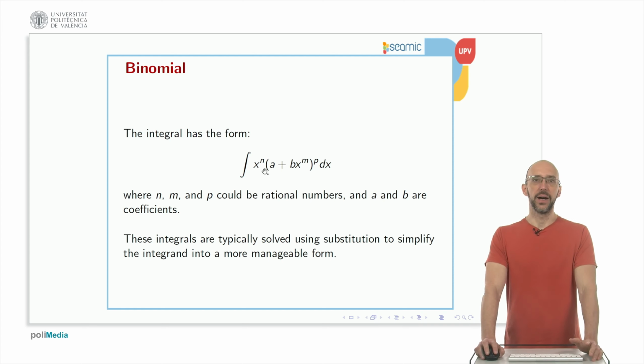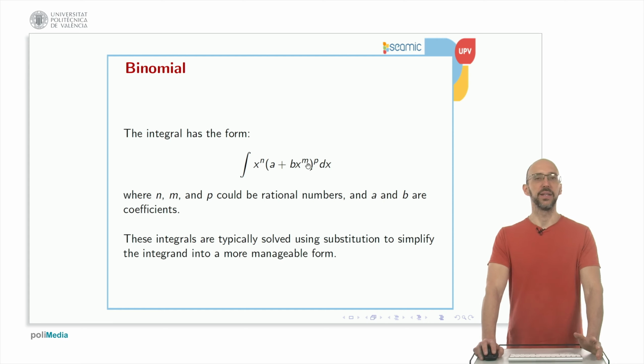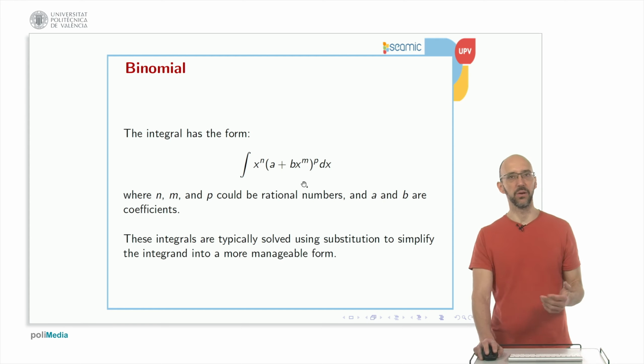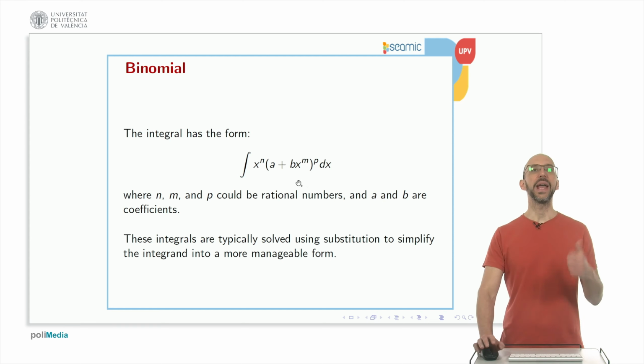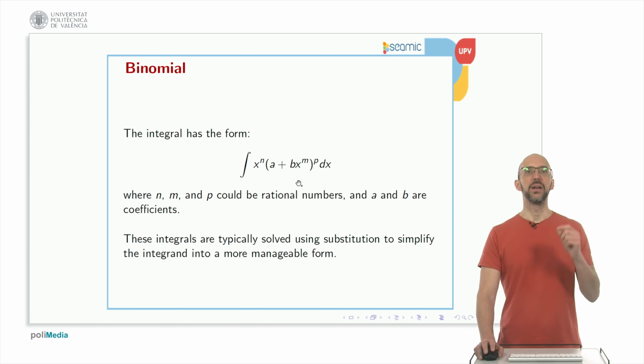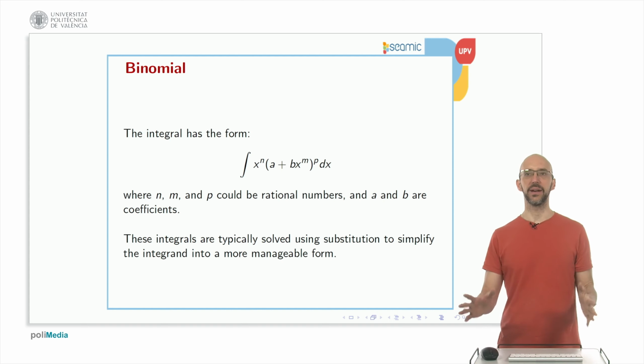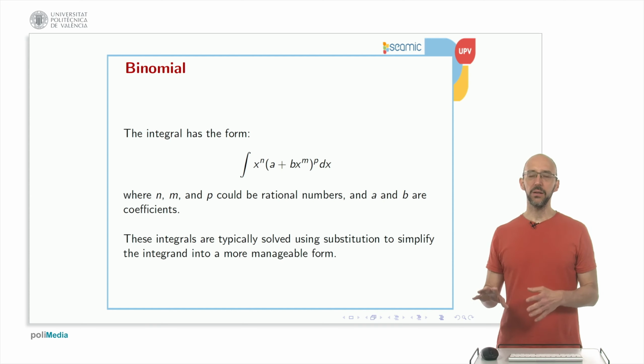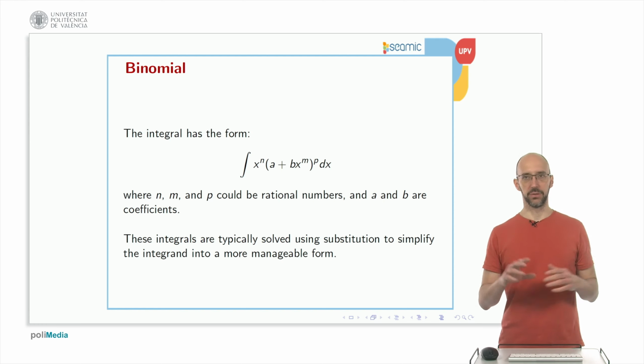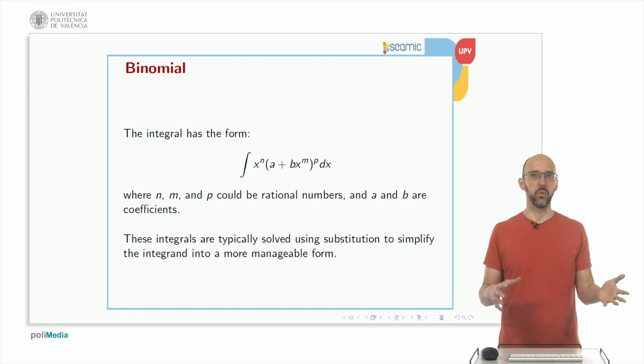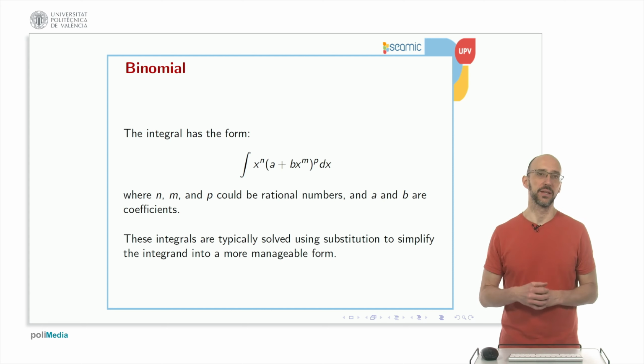It's x powered a number times a plus bx powered another number, everything powered to p, as you can see here on the screen, where n, m, and p could be rational numbers, not integer numbers. Could be fractions. What does this mean? We are dealing with nth roots, okay? Could be square roots, cubic roots, in this type of integrals. So be careful.